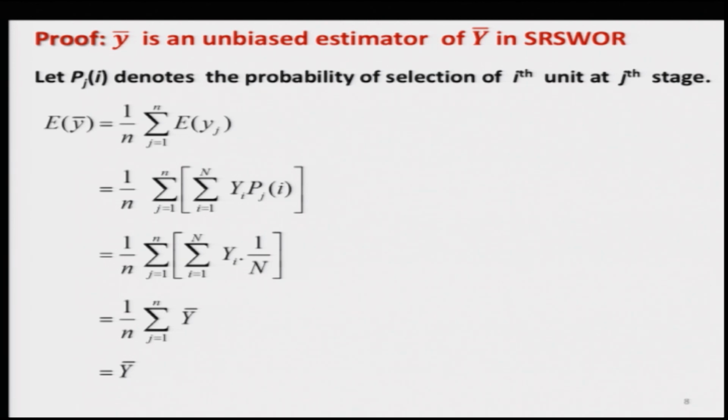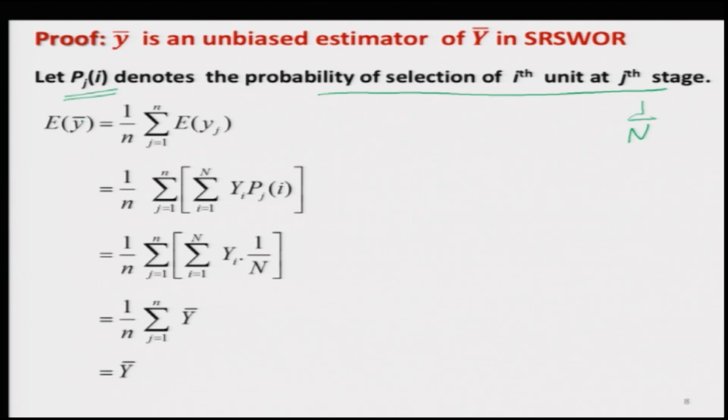Before going into further detail, let me give you a brief sketch of the proof, of how we try to prove it. As we have discussed earlier in the lecture, we computed different types of probability. Among them, one was Pji. Pji denoted the probability of selection of the ith unit at the jth stage, and if you remember, we had proved in case of SRSWR and SRSWOR that this was 1 upon capital N.